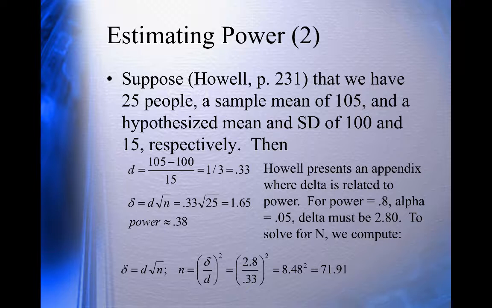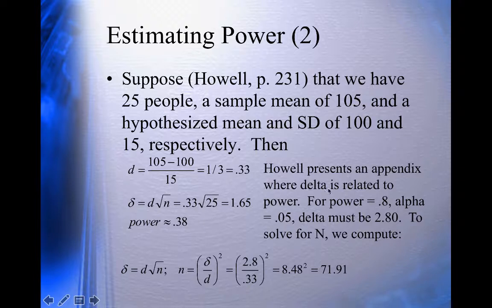Then if we did this study, we get a d of 105 minus 100 over 15. That's 5 over 15, which is 1/3, which is 0.33. So that's a medium-sized value of d. Delta is d times the square root of n. Whoops. So that would be 0.33 times 5 is 1.65.